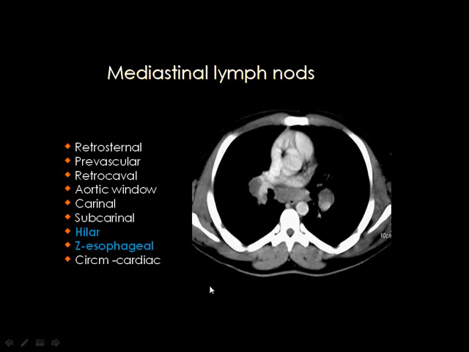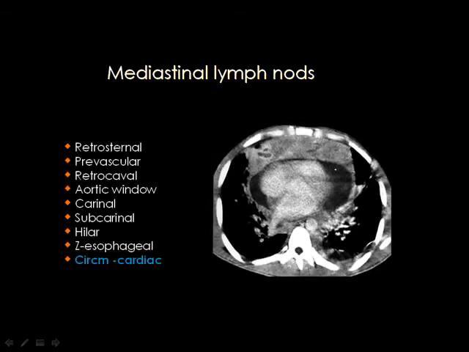Then the hilar group of lymph nodes are located at the hilum, or the bronchopulmonary lymph nodes. And in this area you see a group which is known as the azygoesophageal group of lymph nodes, which are related to the esophagus and the azygos vein, and this is the group.